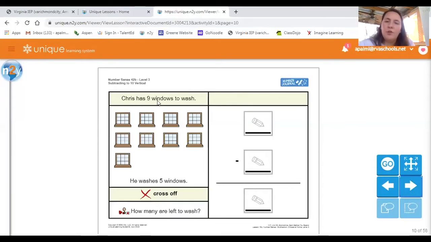So this problem says Chris has 9 windows to wash. So first we're going to type in our number. Can you find the number 9 with your finger and type it on your keyboard? Beautiful. So let's count to 9 together.